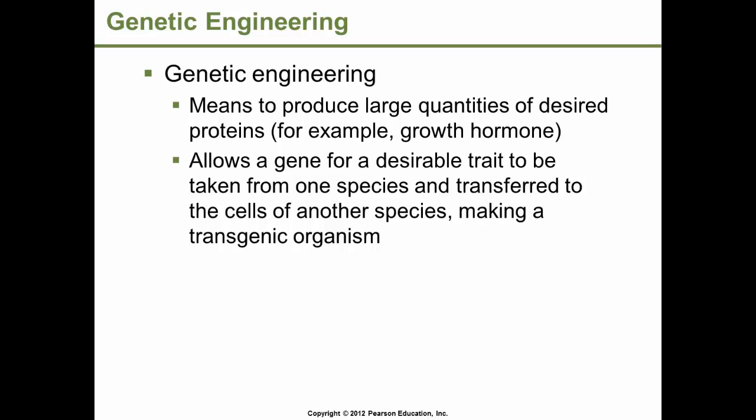Genetic engineering is a means to produce large quantities of desired proteins, for example, growth hormone or insulin. It allows a gene for a desirable trait to be taken from one species and transferred to the cells of another species, making a transgenic organism. Salmon are used to produce growth hormone. Bacteria are used to produce insulin.